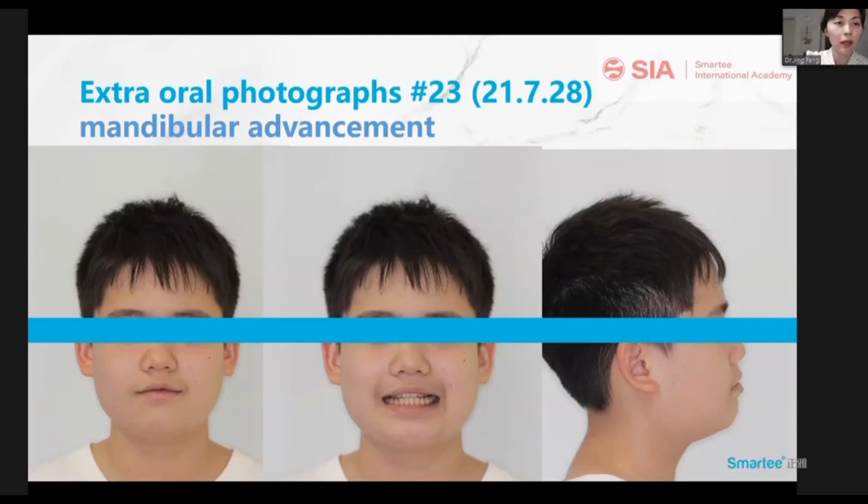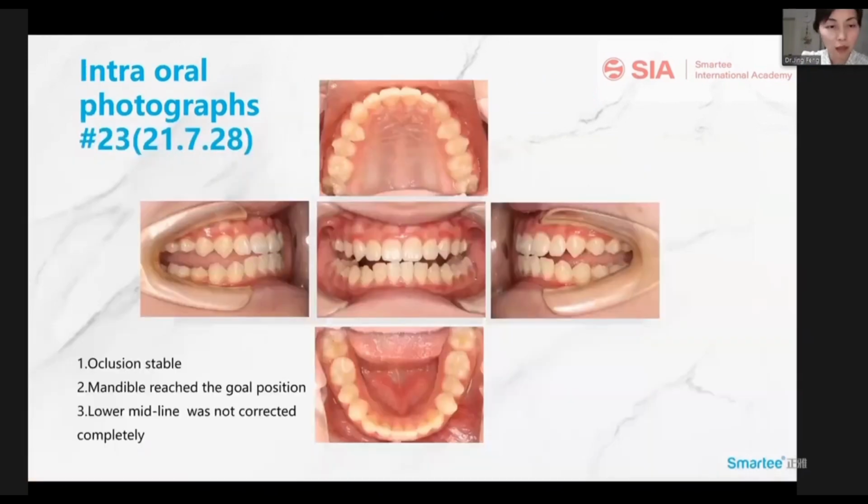That's the end of stage 1. The occlusion was stable. That means that the lower jaw cannot move back. And with this stable position, we can close the buccal open bite very easily and safely.